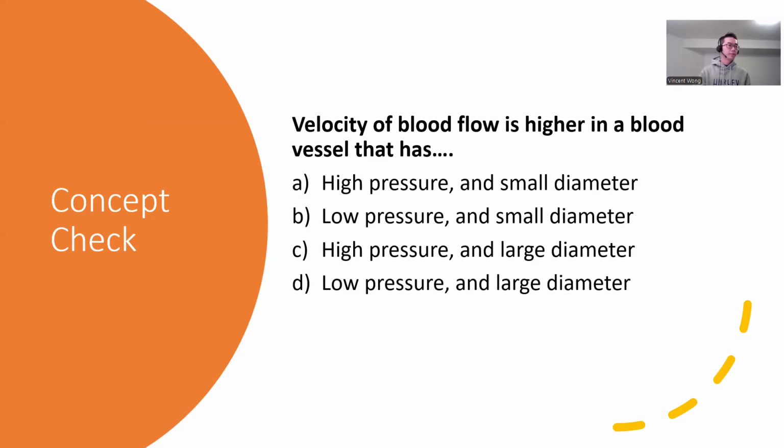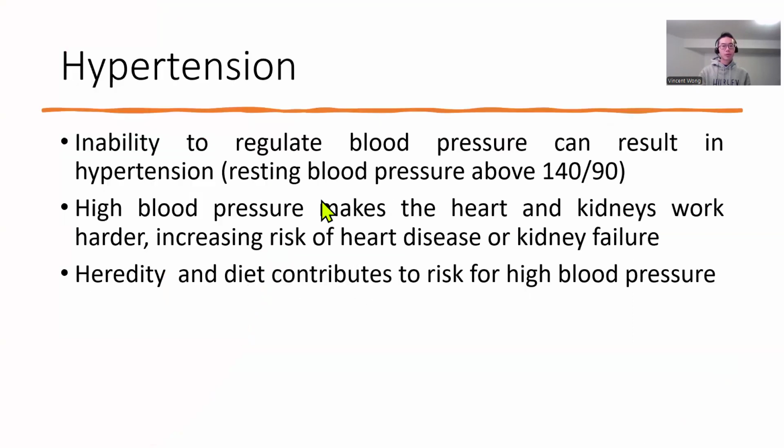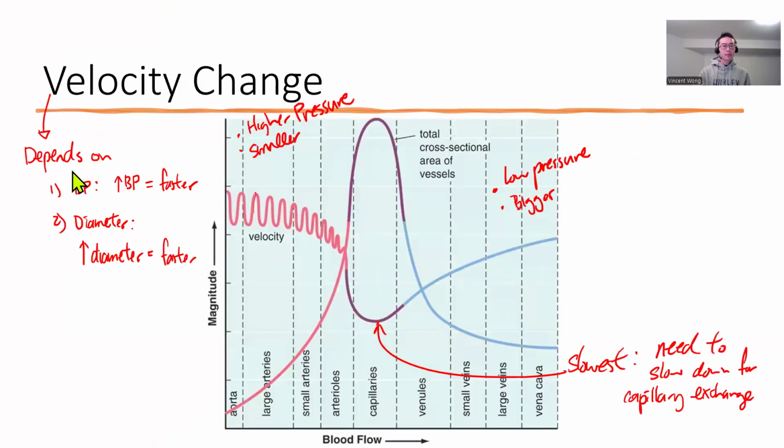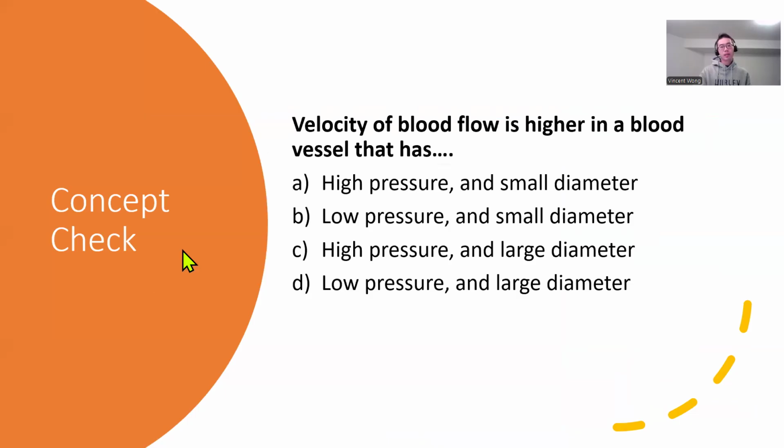Anyone else? Okay, as I told you, velocity is dependent on two things, blood pressure and diameter. The higher the blood pressure, the bigger the vessel, the faster it will be. So if you want velocity to be the highest, you want pressure to be high and you want it to be big. So the answer is C.